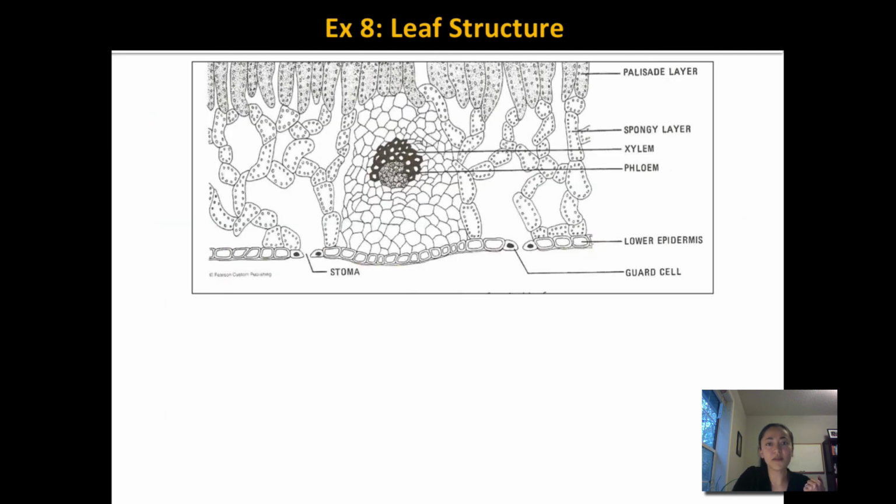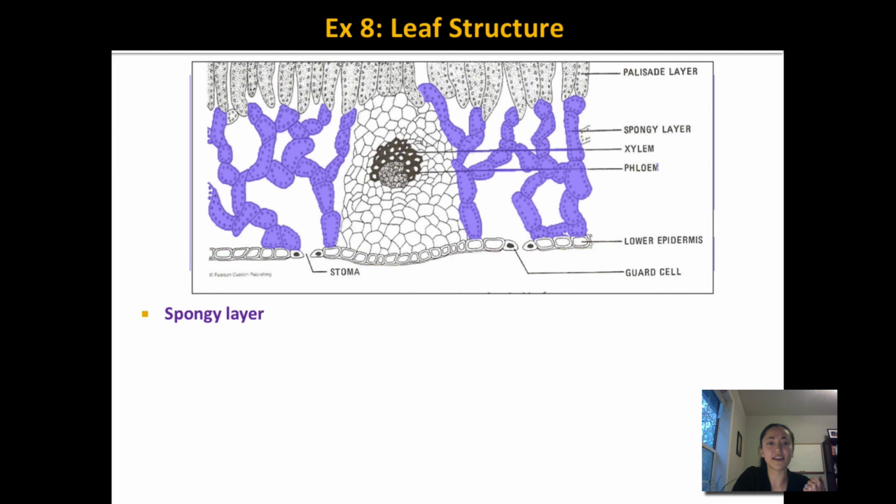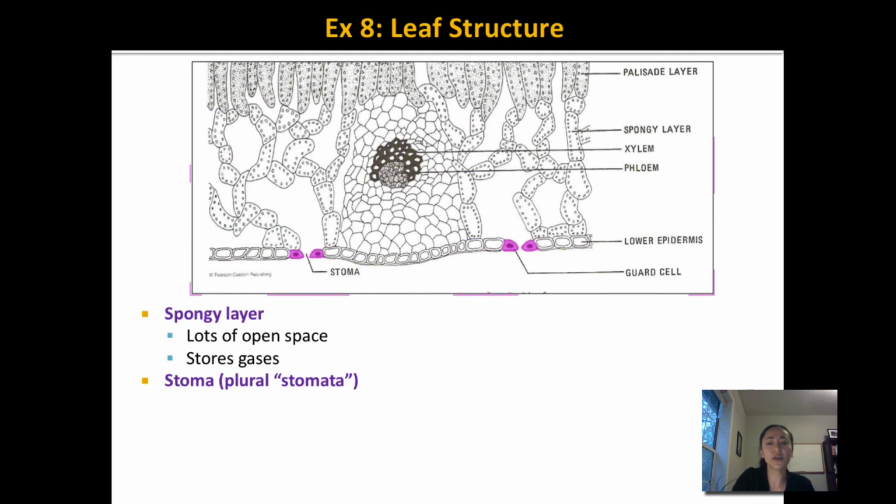If we look at the bottom part of the leaf, we can see the spongy layer. It looks kind of spongy to me, so it's pretty easy to identify. There's a lot of airspace there, so its function mainly is to store gases. Below that, let's talk about how the gases can actually enter the leaves, because remember I said carbon dioxide enters the plant through the leaves and oxygen leaves through the leaves.